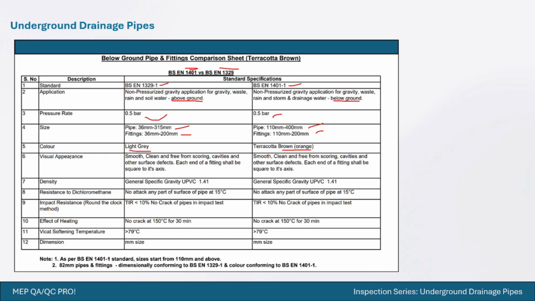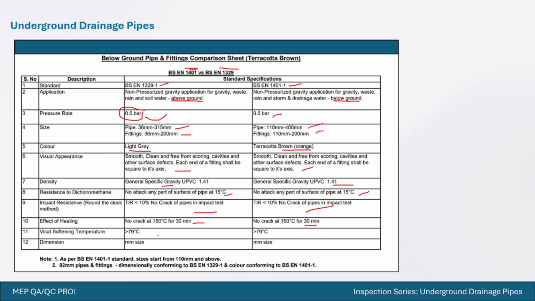Then visual appearance: how can you identify the difference? It will be the same, smooth and clean. Ended piping fitting is there, so you can plug it. Density, there will be density of gravity, so the slope will be normal, which is the same for both. Then resistance, you need to go into more detail, but for knowledge you understand. Chemical resistance, no attack on the surface of the pipe at 15 degrees, both will be the same. Resistant types: there will be no cracks because it is pressurized under 0.5 bar. Normally it is already less than that, so there will be no chances of cracks.